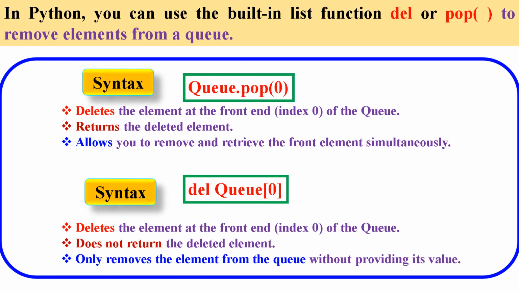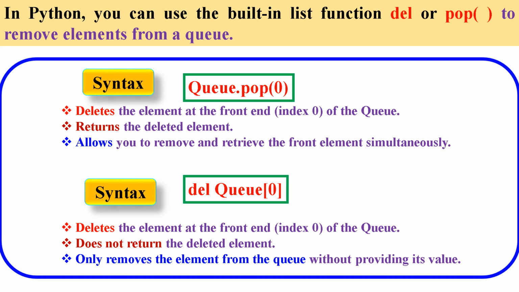In Python, you can use the built-in list function del or pop to remove elements from a queue. Syntax is queue.pop of 0. It deletes the element at the front end, index 0, of the queue. It returns the deleted element. It allows you to remove and retrieve the front element simultaneously. Another syntax is del queue of 0. It deletes the element at the front end, index 0, of the queue. It does not return the deleted element. It only removes the element from the queue without providing its value.